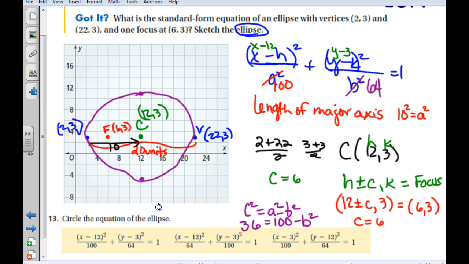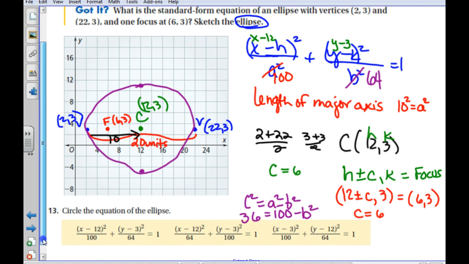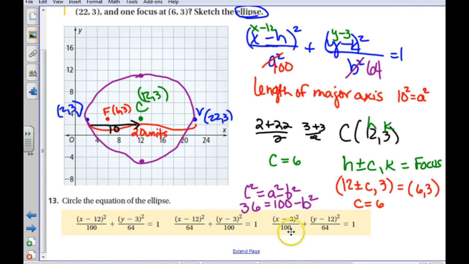Which equation is right? Do you have these choices on your paper? Okay, this very first one is the correct equation. Can you help me find the ordered pairs of these two co-vertices?